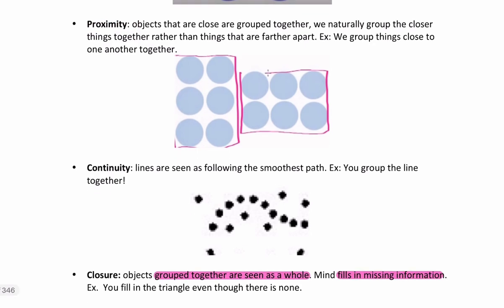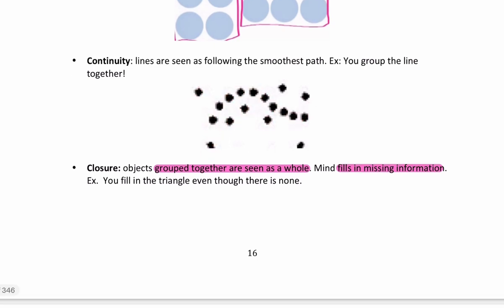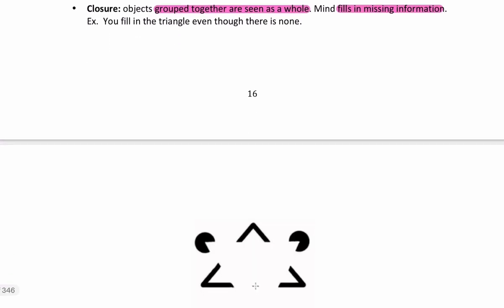Next is continuity. With continuity, lines are seen as following the smoothest path. For example, you group the line together, so you look at the line as a very smooth, simple path. We see our line, so we're looking at it like this. We easily identify a line from these groups of random shapes. We see a line.